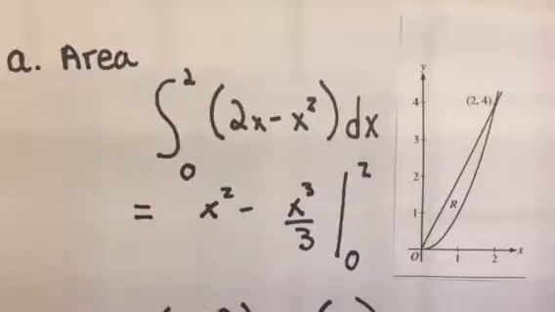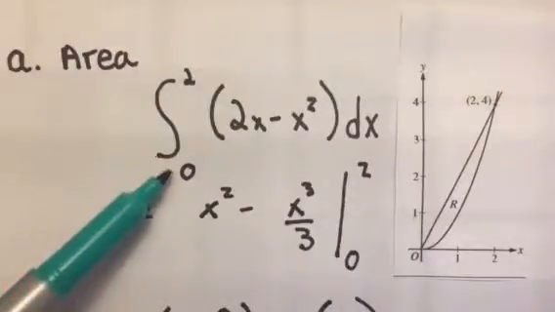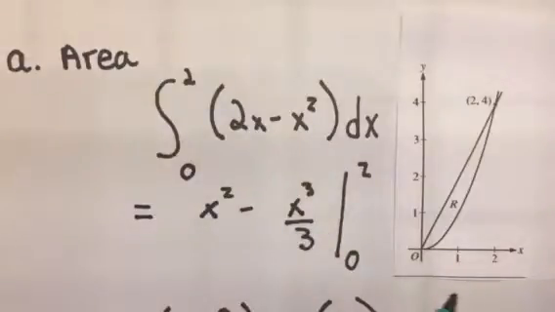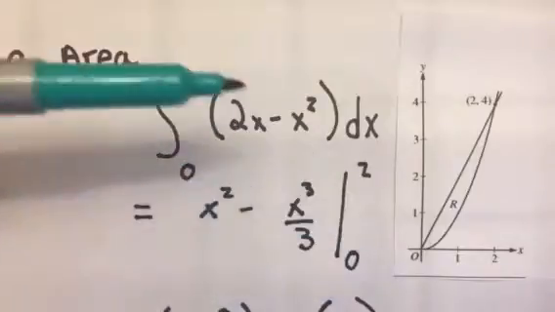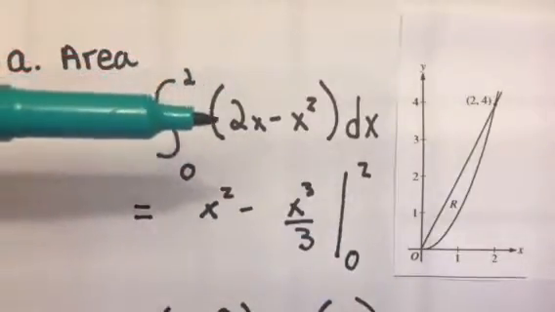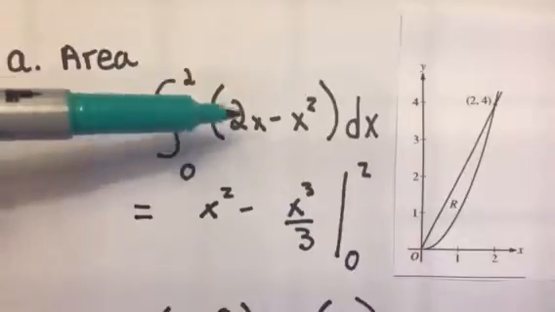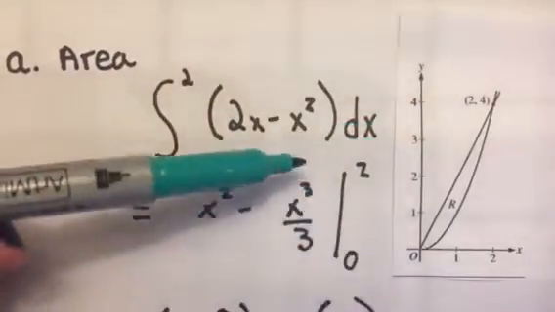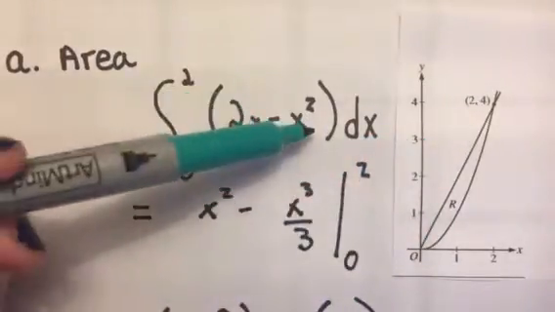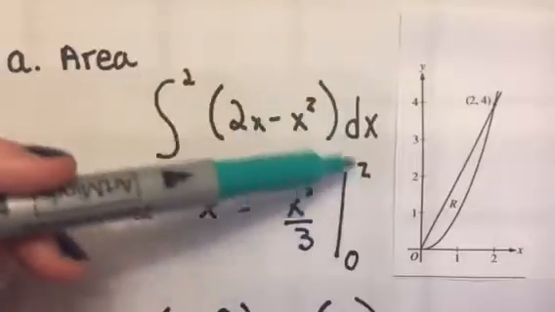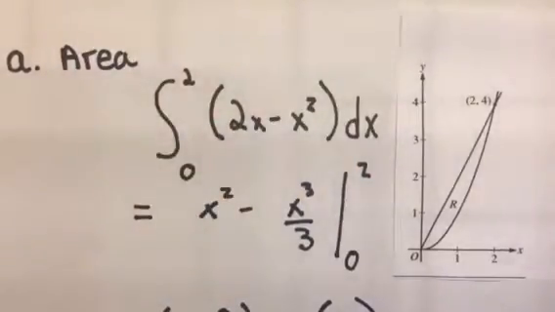So part A is the area problem, where it asks us to find the area of region R. So what we first must do is create the integral and put in our limits from 0 to 2, because the x values 0 to 2 are what borders region R. Second, we have to put in the functions that actually make up the area. So 2x is our upper function because it's above the area, and x squared is our lower function because it's below the area. So you subtract the lower function from the upper function, and then you put in dx with respect to x.